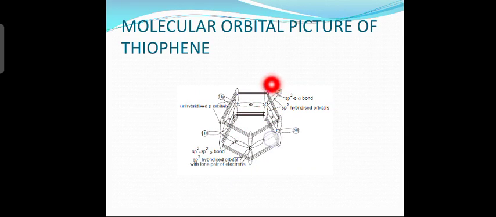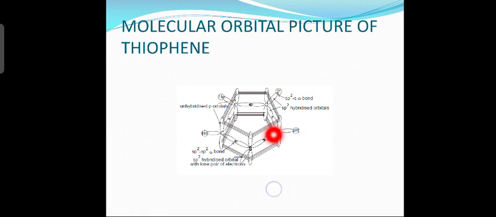This carbon atom, this is the p orbital which is unhybridized. This carbon atom, this is the p orbital which is unhybridized. Similarly, this carbon, this is the orbital, and the sulfur atom, this is the unhybridized orbital. So p orbitals are present at each carbon atom as well as the sulfur atom. They lie perpendicular to the plane of sigma bonds.